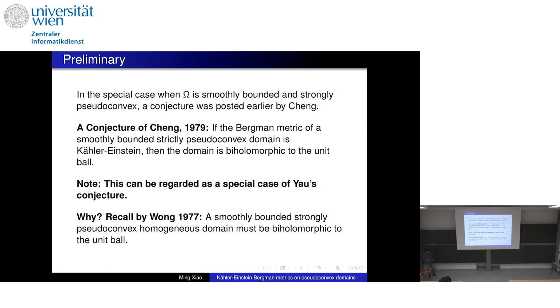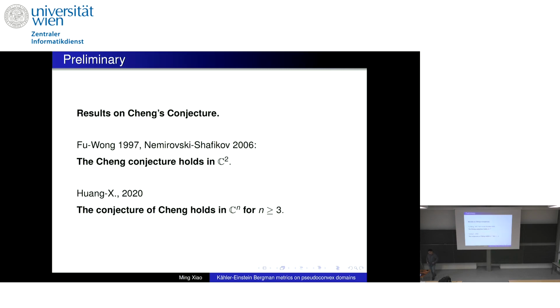So if we use one result, we can tell Cheng's conjecture is a special case of Yau's conjecture, because in this case, being homogeneous is the same as being biholomorphic to the unit ball. Okay. So what are the results on a special case of strongly convex? So what's the result on Cheng's conjecture?